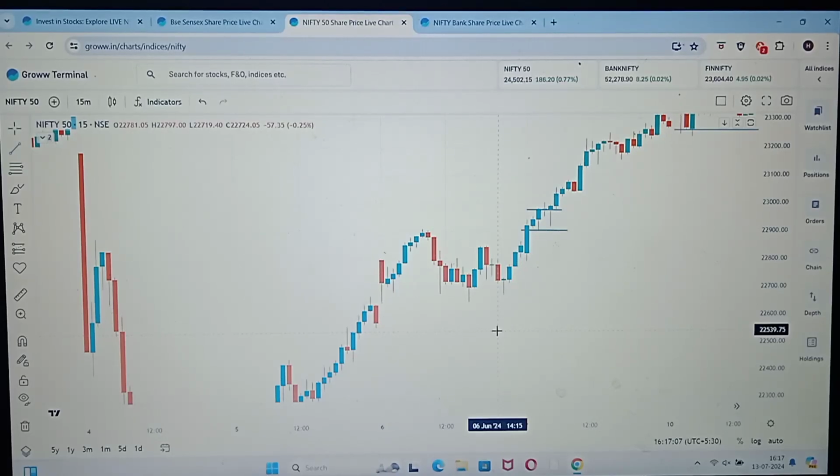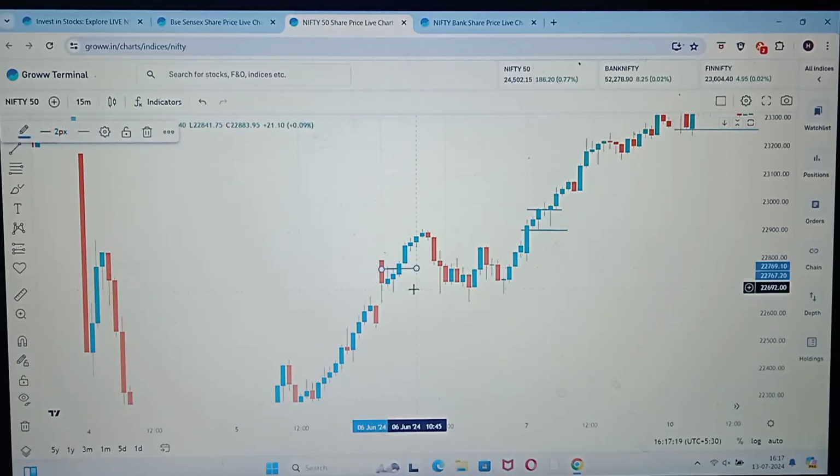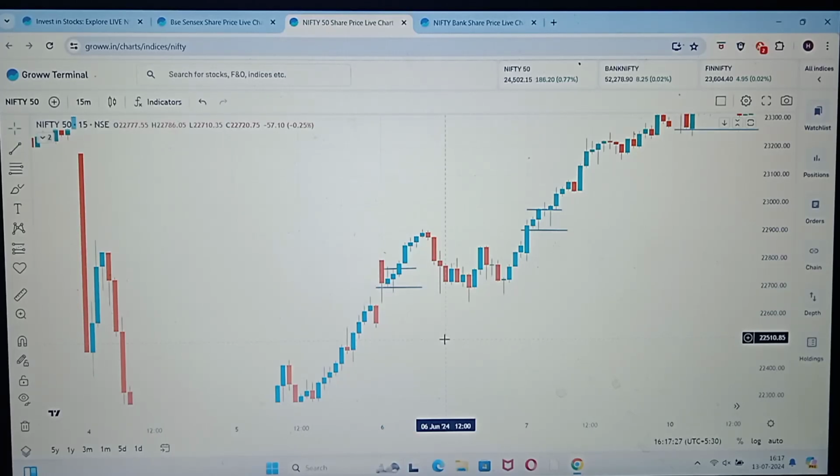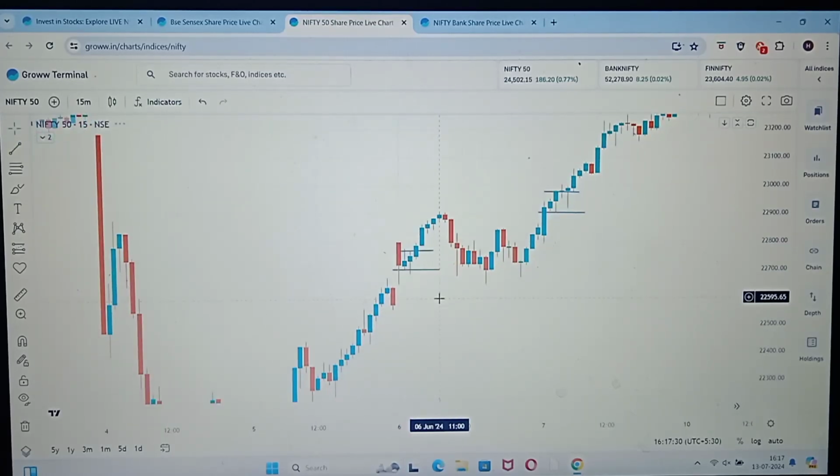Again 6th of June we'll see, marking the high and low of 9:45. Okay, so you can see here, from here you can see 22,770 level at 10 a.m. Easy 4-5 candles rally, so easy profit you can book here.